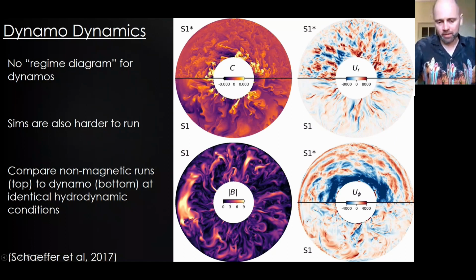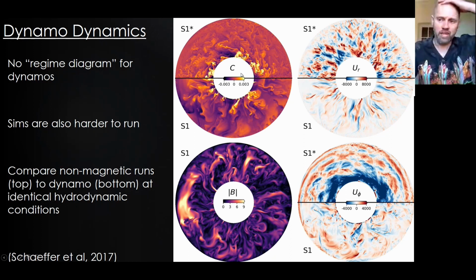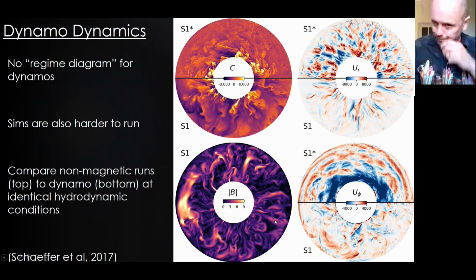So this is a nice paper by Nathaniel Schaefer and co-workers, where the top half of each of these plots is a simulation with no magnetic field, and in the bottom half is the same simulation, the same conditions, only there's now a magnetic field being generated by a dynamo process. C is like the temperature, it's the anomaly driving convection. UR is the radial velocity, so that's pointing out and in. U phi is the azimuthal velocity, so that's going around in longitude. And then the bottom left panel is just the magnetic field.